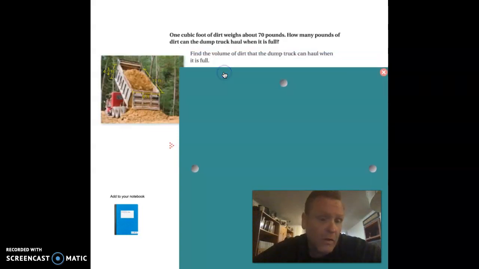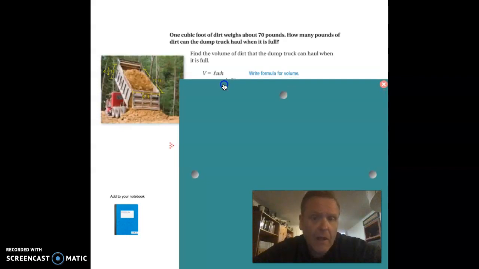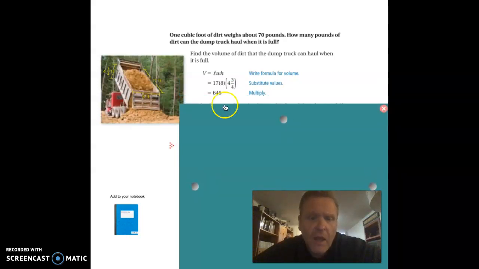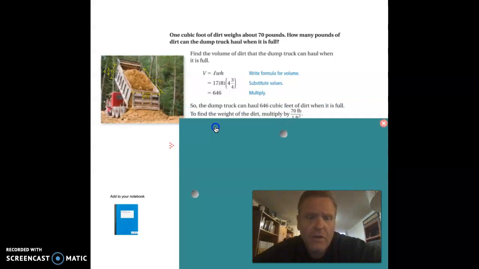Okay, well, first we've got to find out how many cubic feet are in this dump truck. So let's take a look. So we took length times width times height. So 17 times 8 times 4 and 3/4. And that leaves us with 646. And that would be feet cubed. And so the dump truck can haul that much cubic feet.